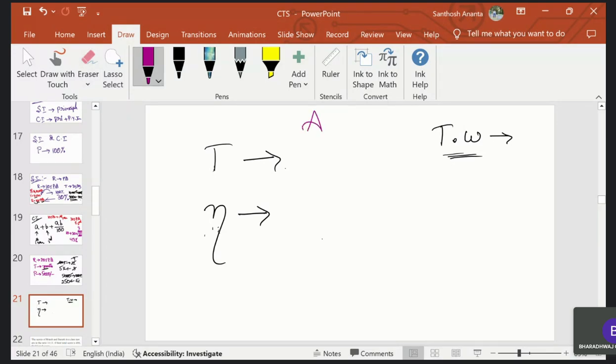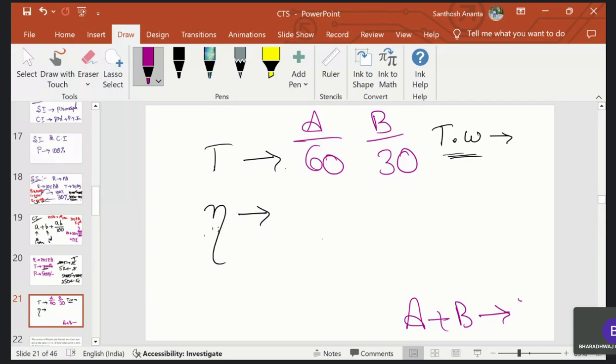A alone can do a piece of work in 60 days. B alone can do a piece of work in 30 days. Now the question: if both A and B worked together, they will finish the work in how many days?